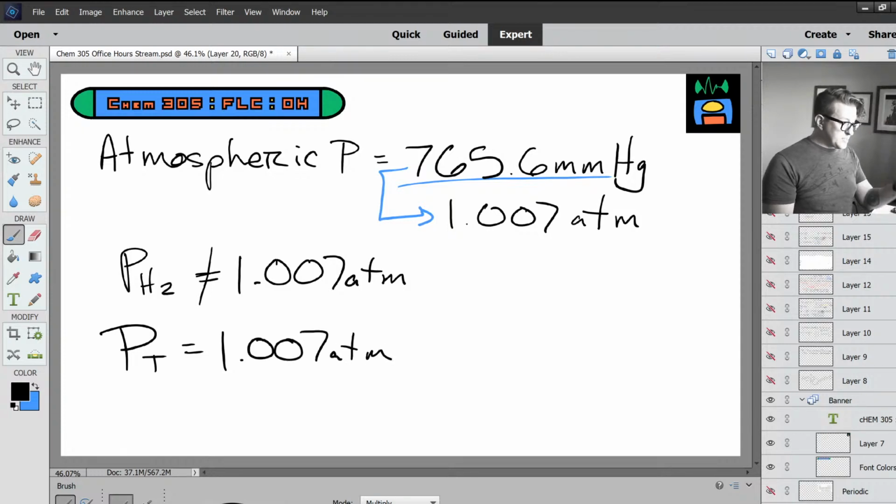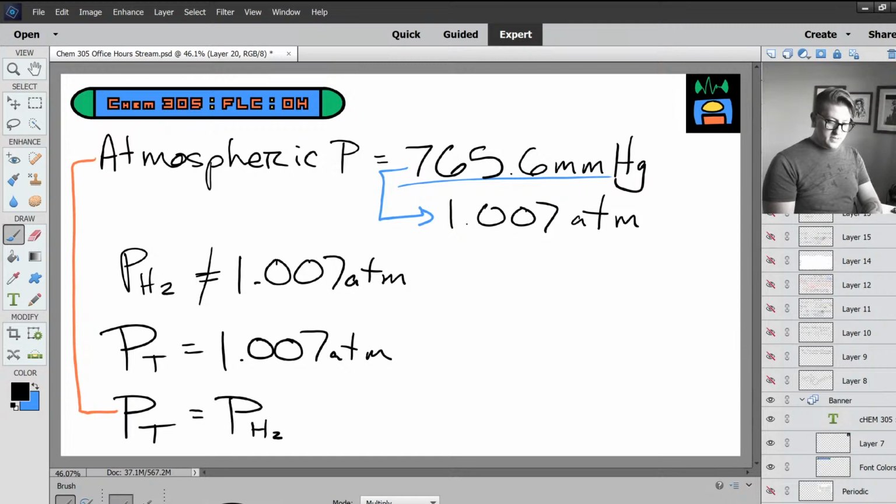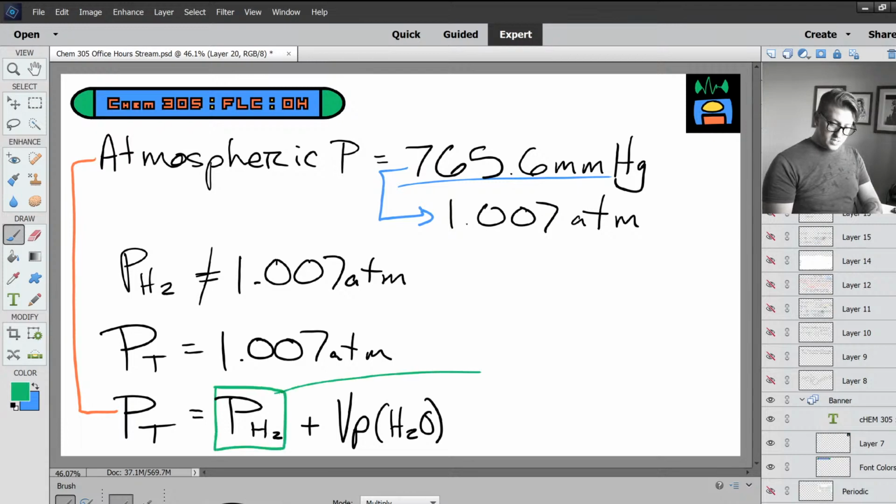So, Susan, the reason why your number is off is you forgot to use Dalton's law, because total pressure, which is, again, atmospheric, is equal to the partial pressure of hydrogen plus the vapor pressure of water. And for this calculation, you need to use this pressure.